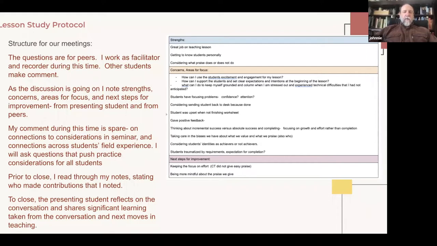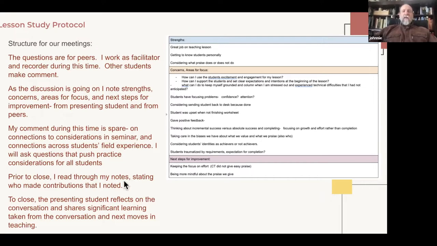Prior to the close, I read through my notes stating who made contributions that I noted. To be honest, this is a little weakness on my part. I will do some synthesis. I will push some things a little up to the fore. You know, three people said this. Why are we all thinking this together? What's the importance of that?